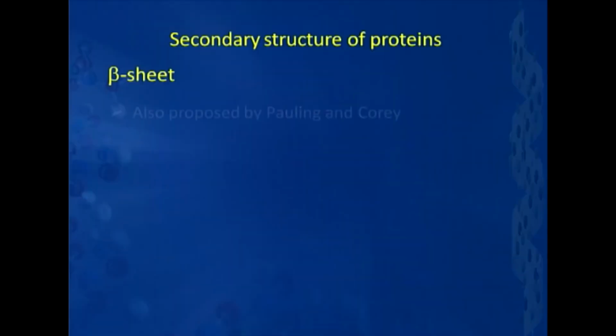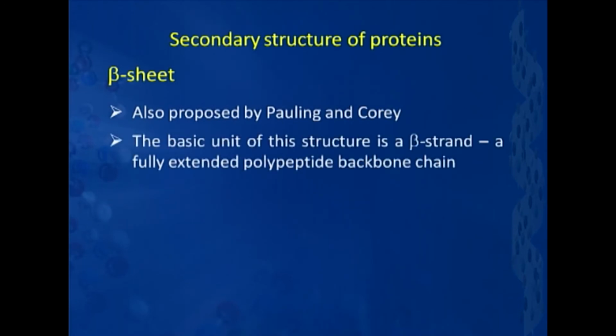Okay. Now, let us look at another possible secondary structure, which again was proposed by Linus Pauling and Corey, and this is referred to as the beta sheet structure. The beta sheet is a bigger structure, but the basic unit for this structure happens to be a beta strand. Basically, a beta strand refers to a fully extended polypeptide backbone chain. That means we have a polypeptide chain, we do not make it helical, we let it just get extended. So, we get a long elongated chain, which is called a beta strand.